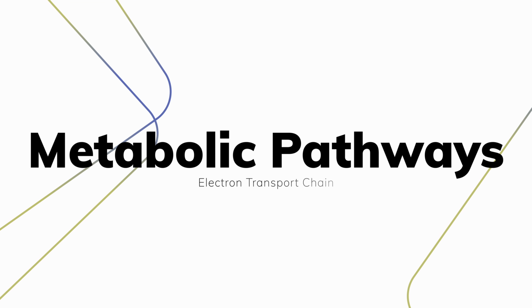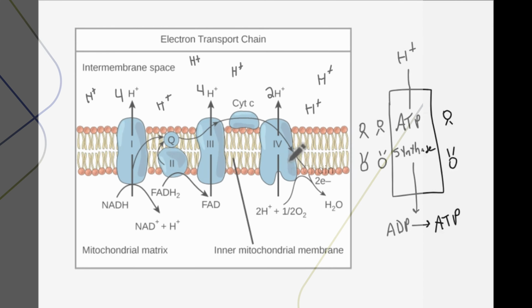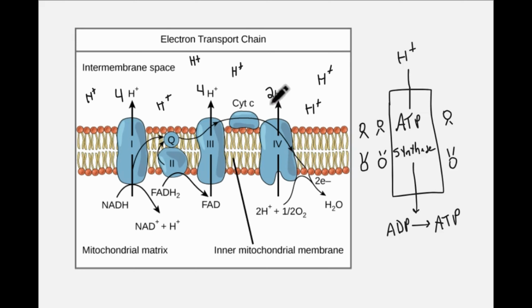Let's learn about the electron transport chain. So first, let's orient ourselves within the cell. The electron transport chain occurs within the inner mitochondrial membrane of the mitochondria within the cell.